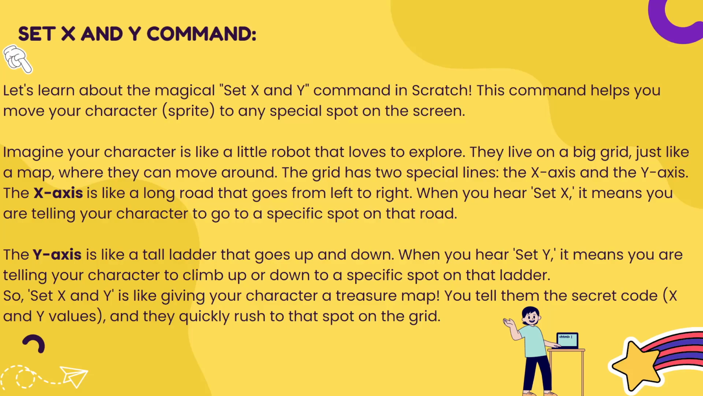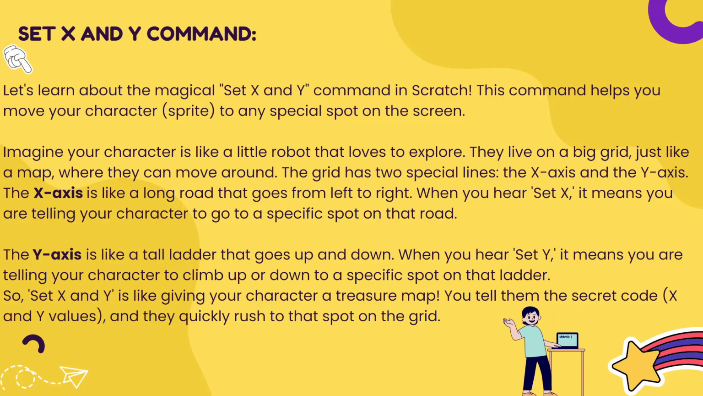We have 2 axes, one is X, one is Y. X is about going left or right, and Y is about going up and down, about climbing. A very easy way to remember this is to remember 2 points. The X-axis is your sleeping line, your Y-axis is your standing line.